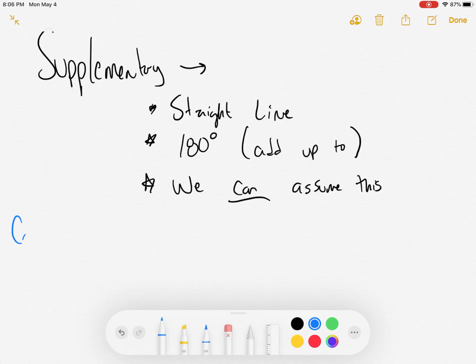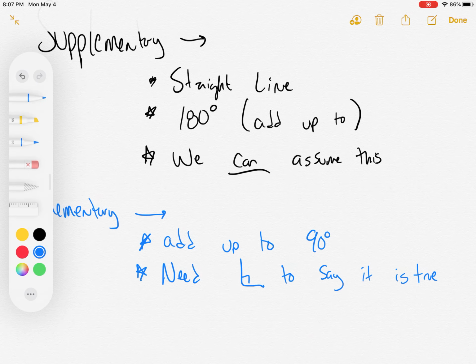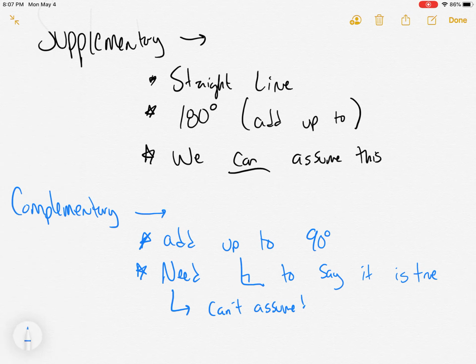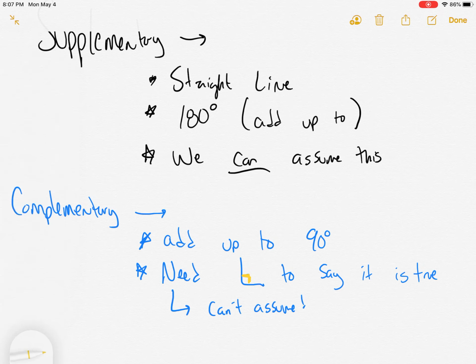Okay, now complementary. They add up to 90 degrees. We need the angle marker to say it is true. So what else does that mean? Well, it means that we can't assume 90-degree angles unless, of course, there is the yellow 90-degree marker that I just put.